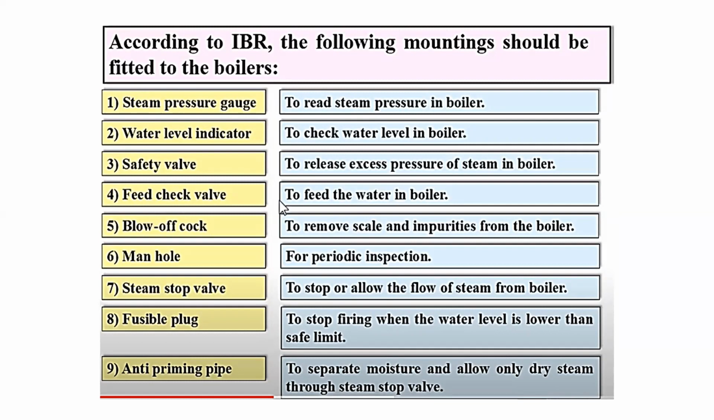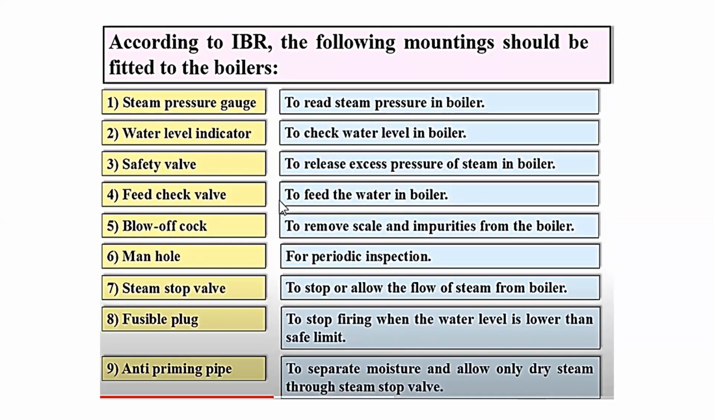Okay. So the material characteristic for this fusible plug is to have a lower melting point. So what is it for? To stop firing when the water level is lower than the safe limit. What is this? We'll discuss later in detail.